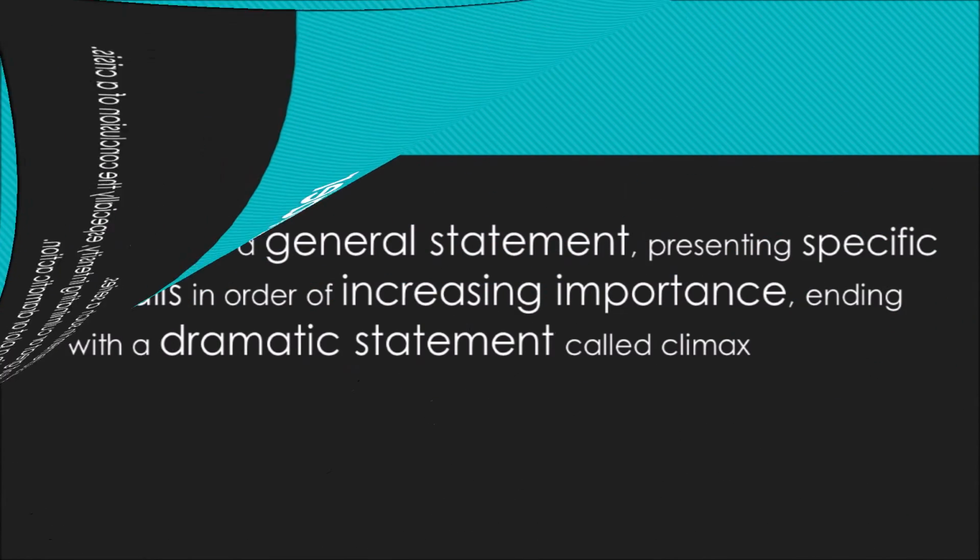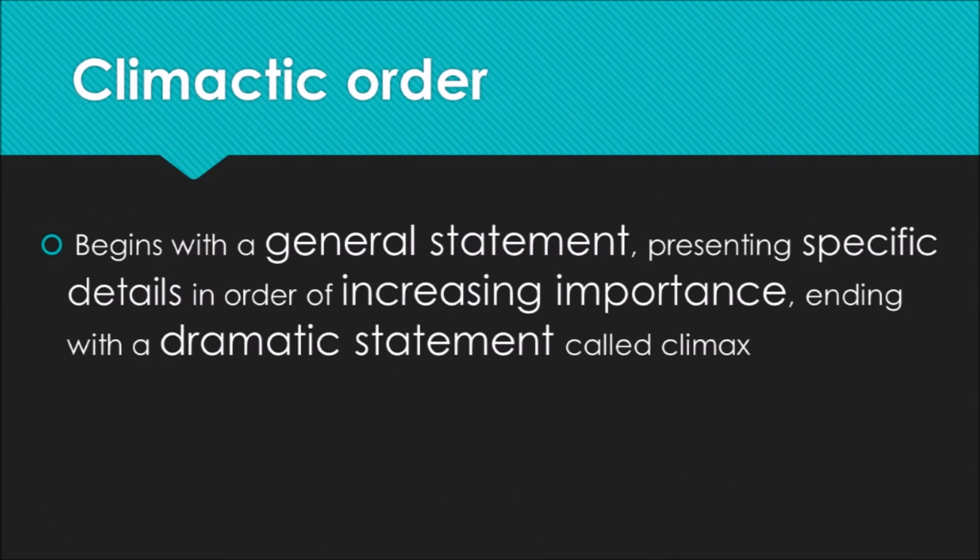Now what is climactic order? Climactic order is a pattern that begins with a general statement, followed by specific details arranged according to the level of importance, and finally, the climax. This definition is so simple that it requires no further explanation.